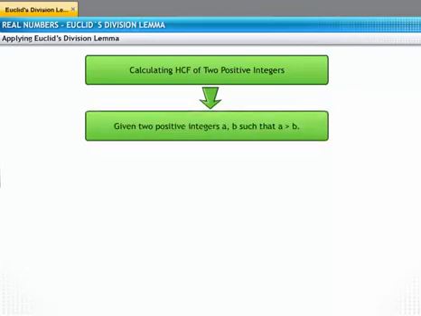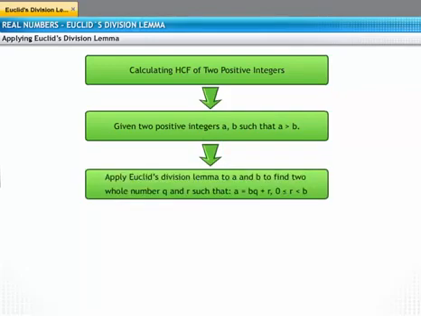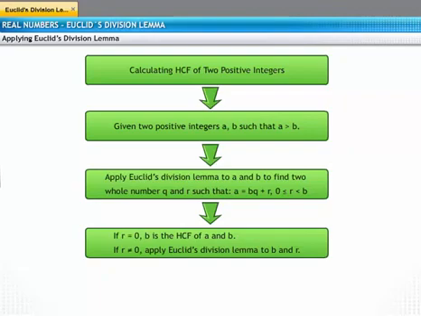Suppose we have two positive integers, a and b, such that a is greater than b. Apply Euclid's division lemma to the given integers a and b to find two whole numbers q and r, such that a is equal to b multiplied by q plus r. Check the value of r. If r is equal to 0, then b is the HCF of the given numbers.